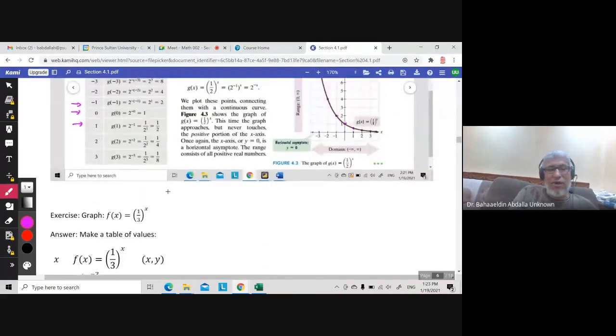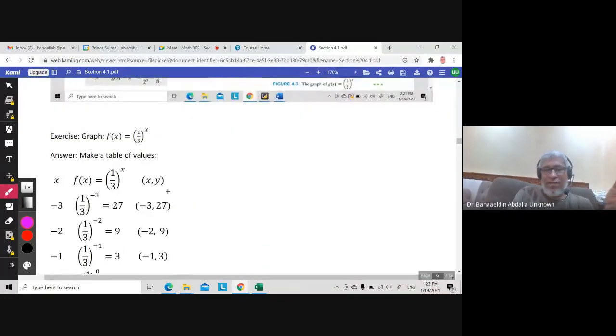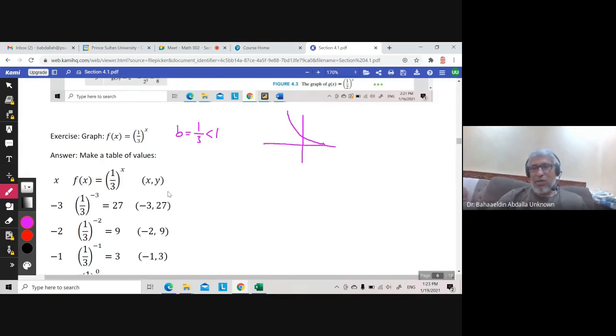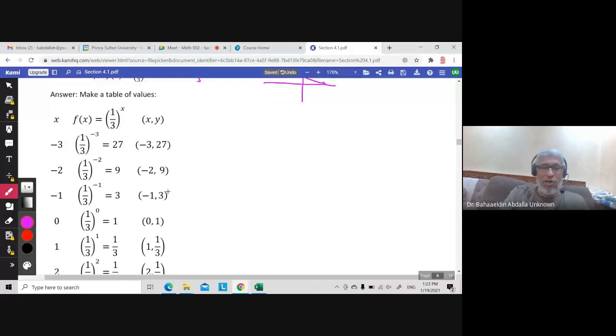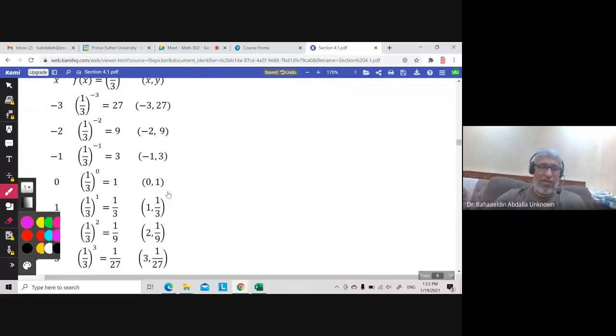So let us now graph, for example, f of x equals 1 over 3 to the power x. What is b? b is 1 over 3. Is 1 over 3 greater than 1 or less than 1? It is less than 1. So what would be the graph of this function? It would be like this. This is the graph immediately. I know the graph. If we want to take points, we can choose points, and 3 points are enough.